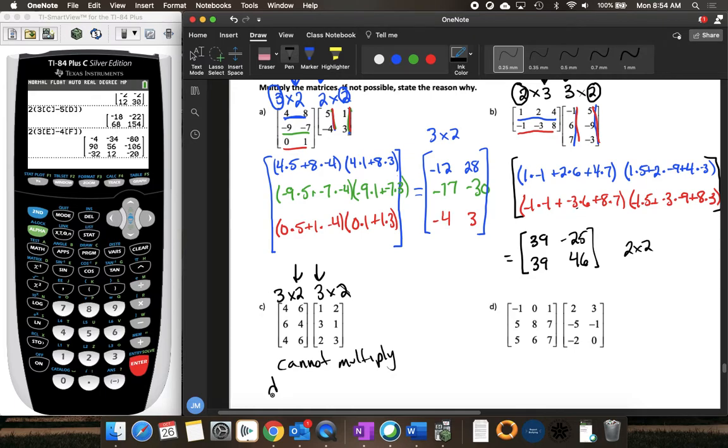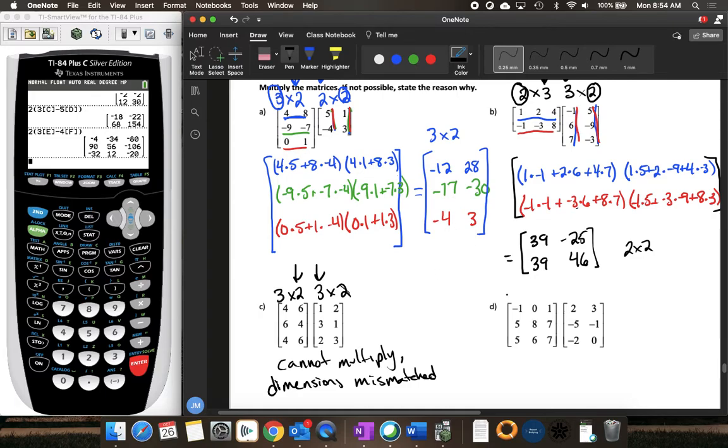And that would be because the dimensions were not matched up, so dimensions were mismatched. In fact, if you try to type these into your calculator, you'll get an error message that says dimension mismatch. So that's what I want you to write whenever you cannot multiply, is that the dimensions are not matched together.